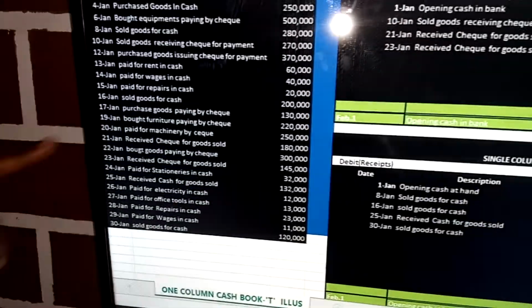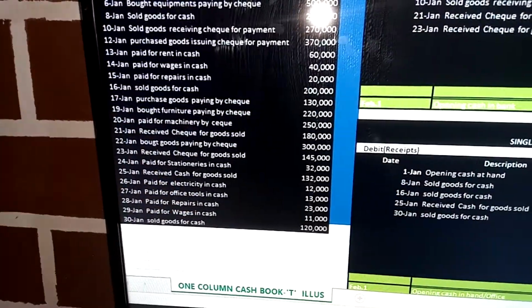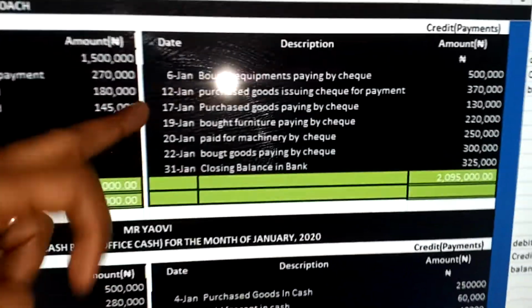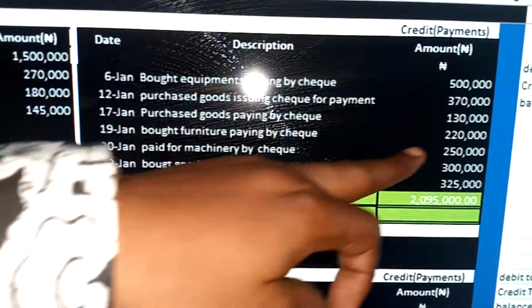On the 19th, bought furniture paying by check. It's still bank, so we have 19th here, bought furniture paying by check, 220. On the 20th, paid for machinery by check. It is still check, it's going to bank. So we have 20th paid for machinery paying by check.